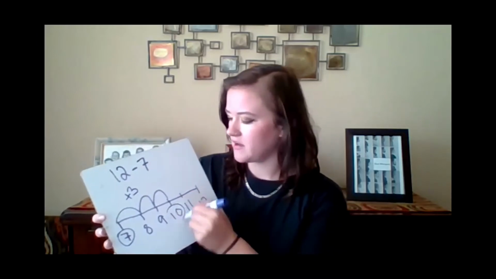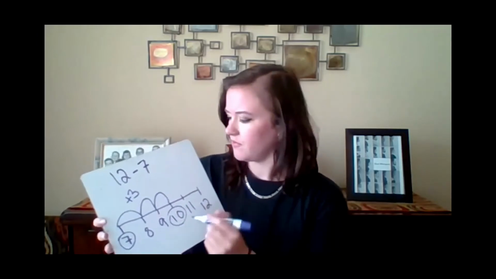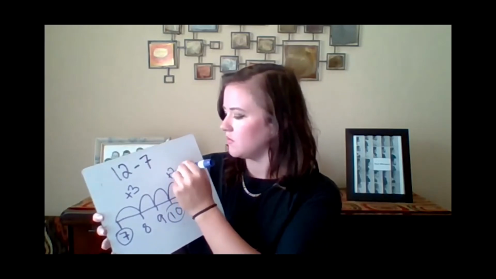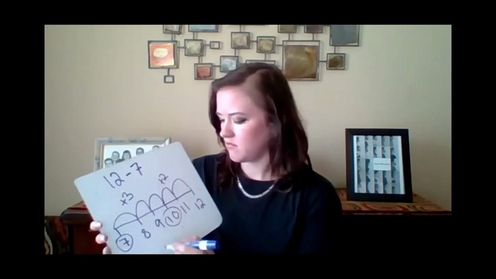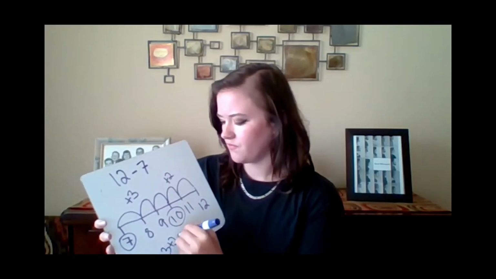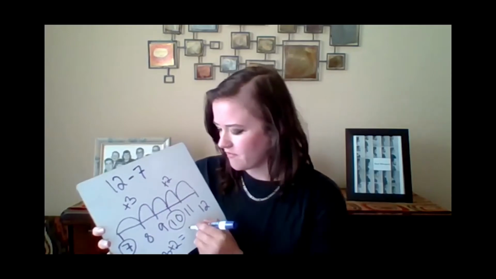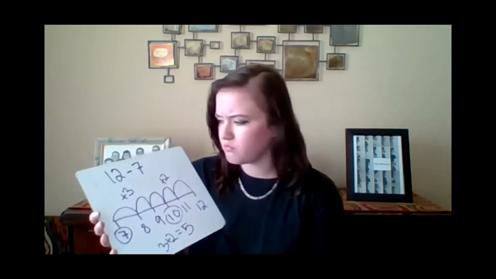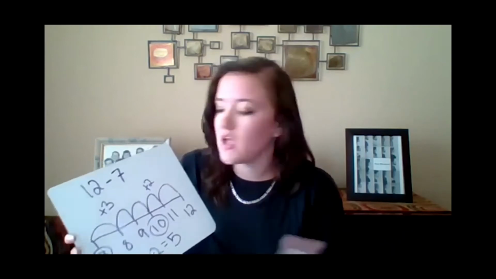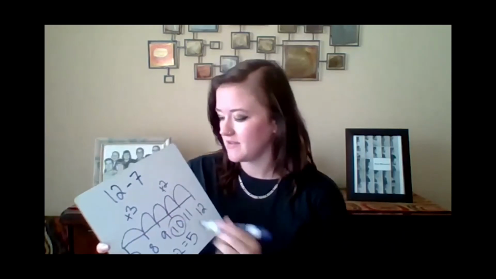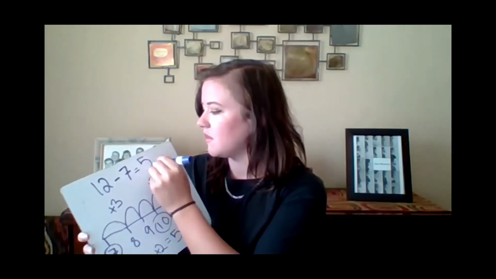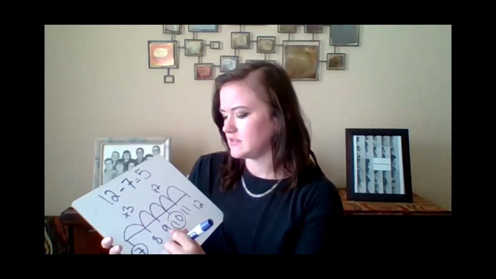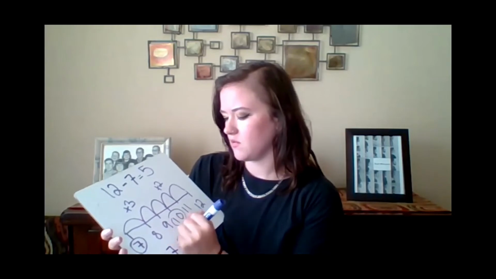And then now we're at 10. How many do we need to get to 12? 1, 2. Plus 2. So then what's 3 plus 2? It's 5. And I know we could have added all this up, but this is just another way, a more effective way of getting our answer. So 12 minus 7 equals 5. So then what does 7 plus 5 equal?